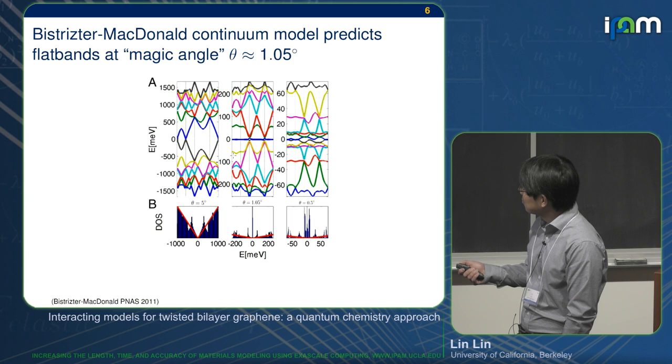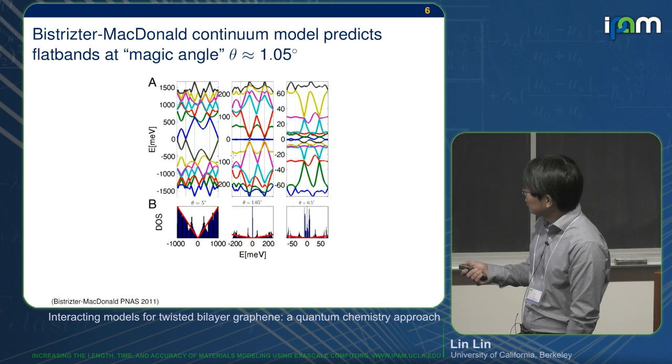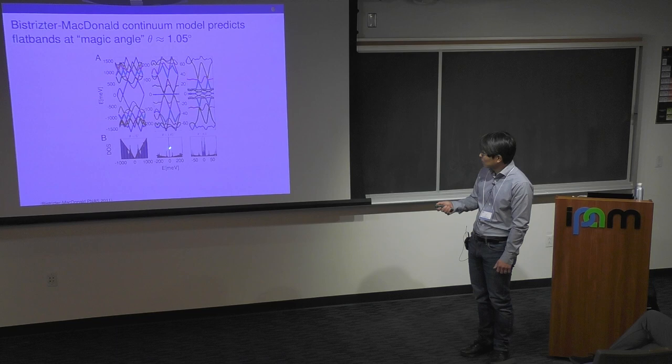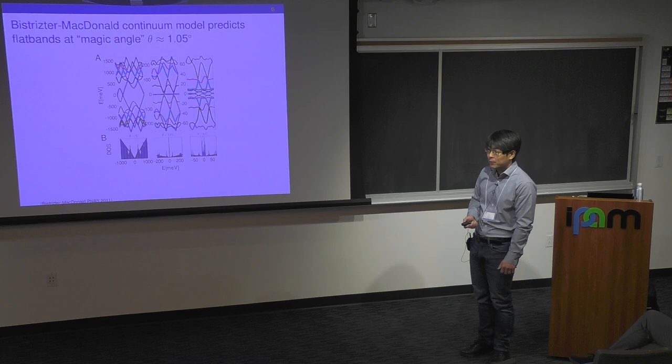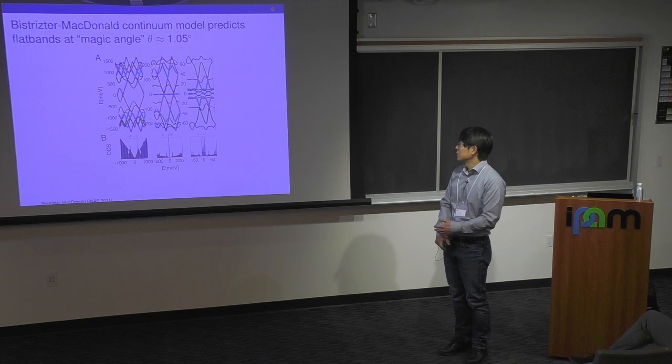You can see that this is 5 degrees, this is 0.5 degrees. These bands are really just entangled with the others. But at 1.05 degrees, there are some bands that are almost decoupled from the rest of the bands. If you look at the density of states, you see there's a huge peak around energy equal to zero. So that is the so-called flat band. It's an interesting observation. So they published that paper.